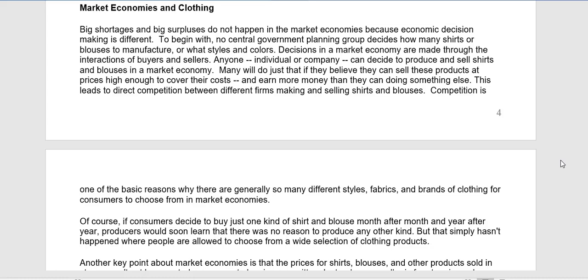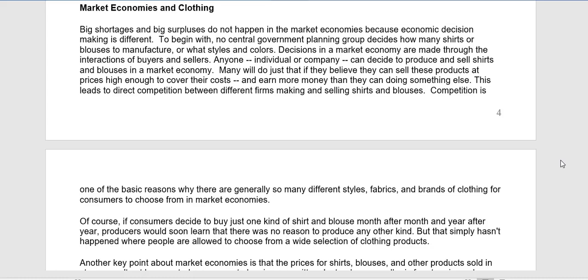Competition is one of the basic reasons why there are generally so many different styles, fabrics, and brands of clothing for consumers to choose from in market economies. So let's pause and think about our own wardrobe for a second. Think about all of the shirts that you have.